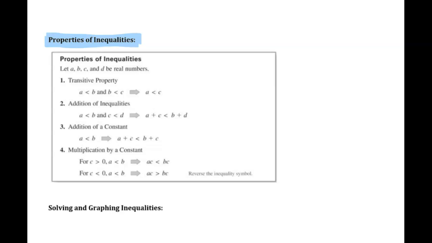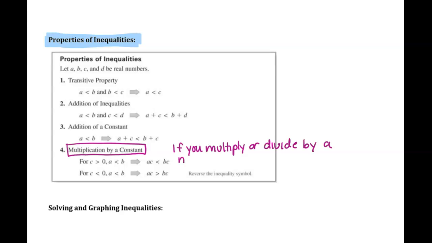So properties of inequalities mostly are the same as the properties of equations. The only one you want to keep in mind is multiplication by a constant. It looks more confusing with the a's and b's and c's, but basically if you multiply or divide by a negative number, you reverse the sign. Sometimes I say flip. So reverse or flip the inequality sign. Okay?